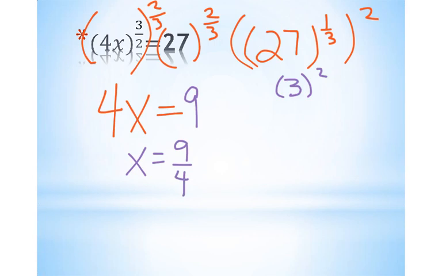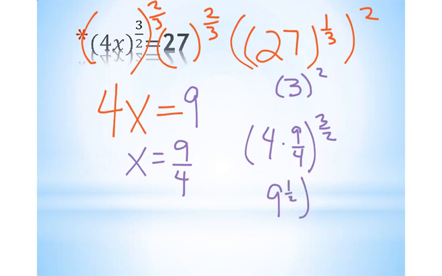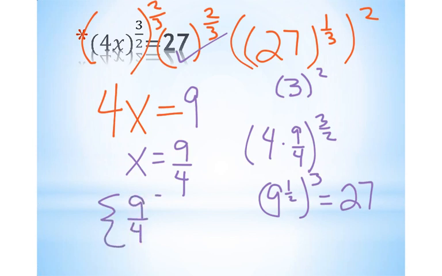Okay, let's check that. I'm going to have 4 times 9/4 to the 3/2 power. So 4 times 9/4 is 9. I'm going to take the square root of that, and then I'm going to cube it. The square root of 9 is 3, and cubed it is 27, and that's what it is supposed to be, so I can say that my answer is 9/4.